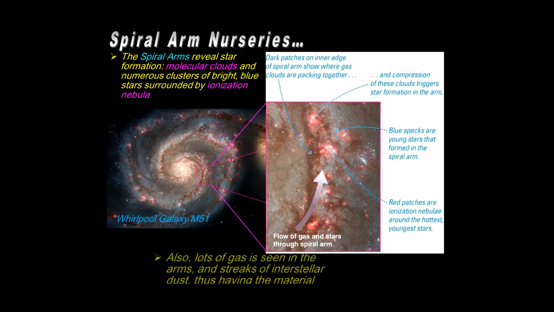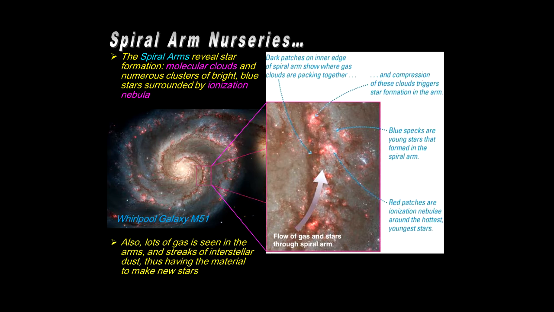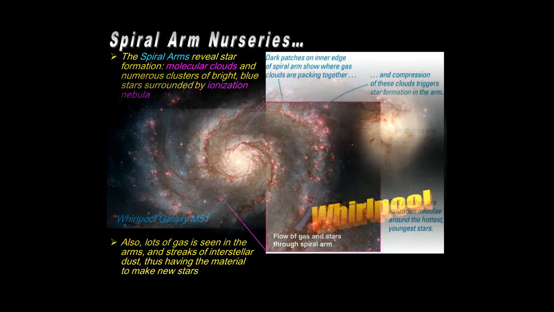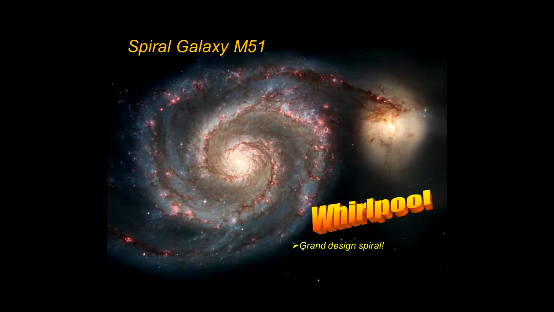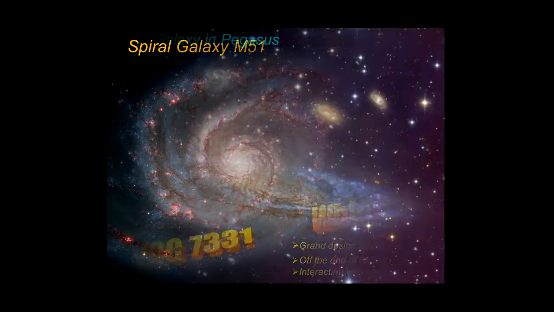And this clearly shows the formation of stars in the arms. Lots of gas and dust, all compressed in the spiral arms, the raw materials for the new stars. Here is Spiral Galaxy M51 in all its high resolution glory. Grand design spiral off the end of the Big Dipper. Notice it interacting with a companion galaxy over here. This is a very, very well-known and beautiful grand design spiral.